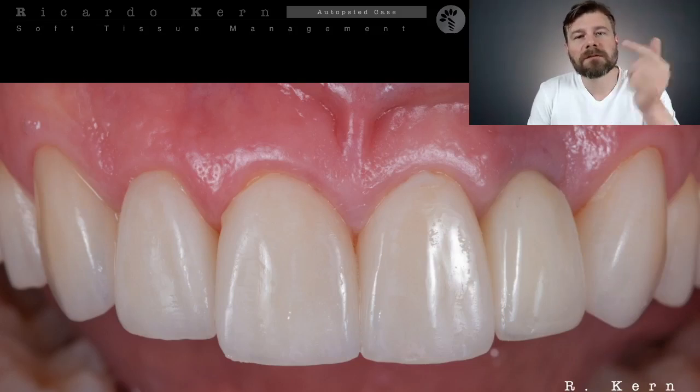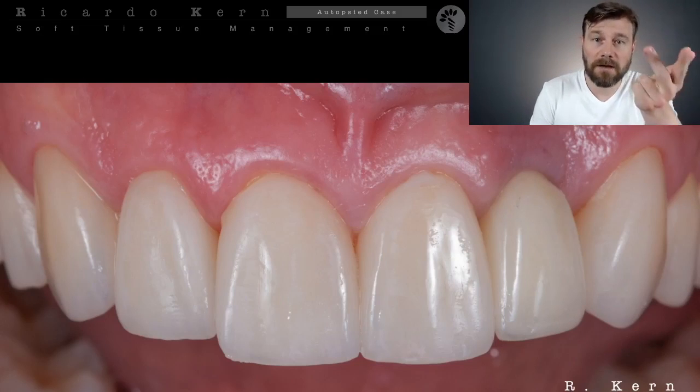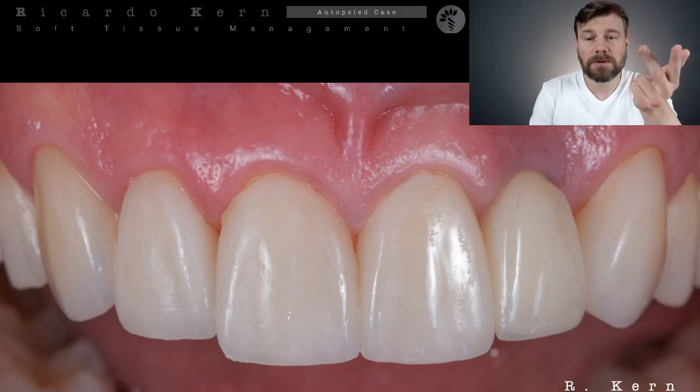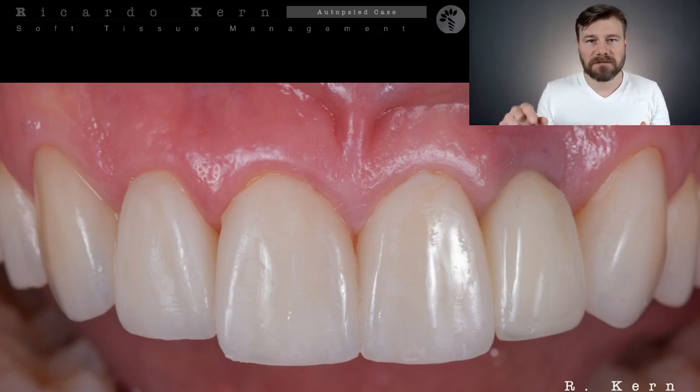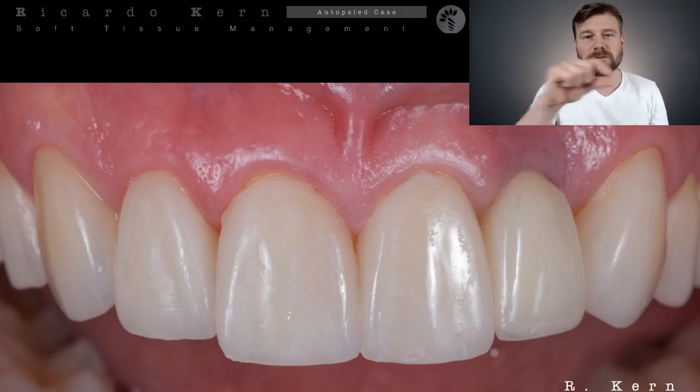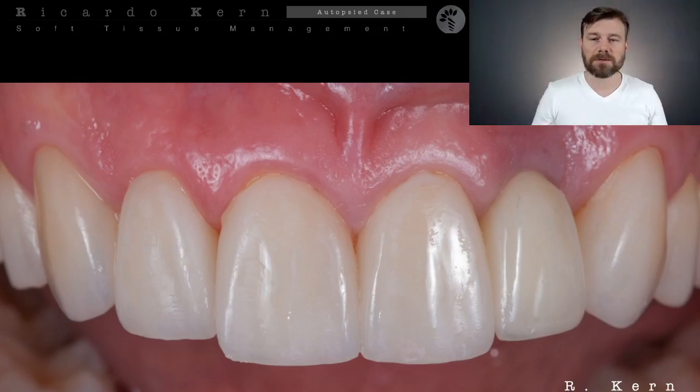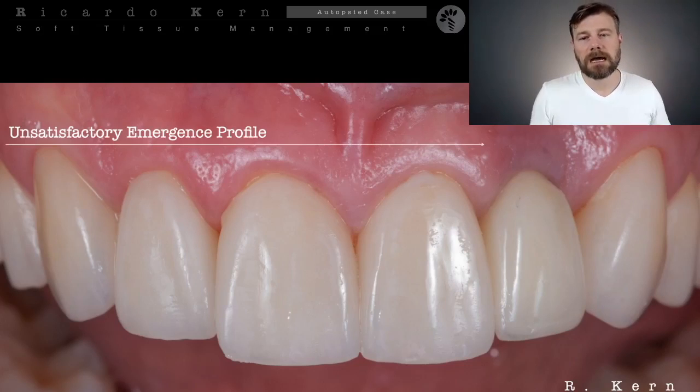So probing depth that is less than 6 millimeters, I have a healthy periodontal, and the implant platform is inside the alignment of the tooth, the natural teeth that I have on the surround. So it is a case that I can fix just with soft tissue graft.